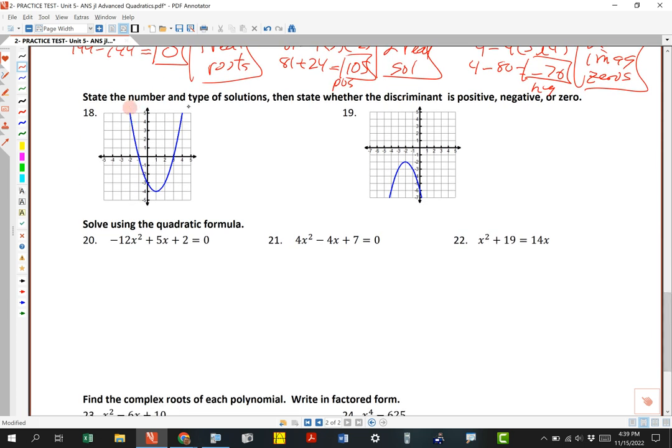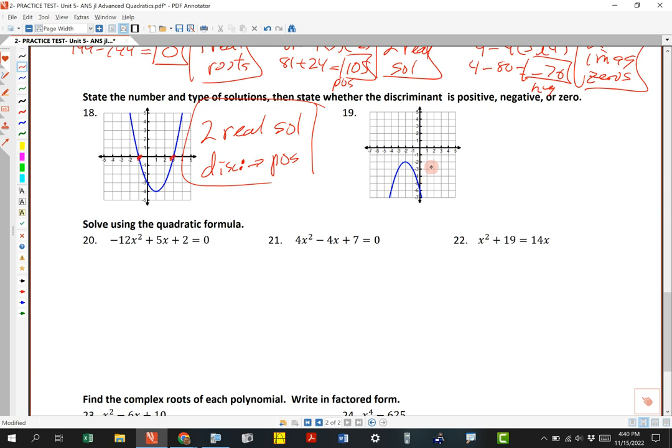On this, it just says state the number and type of solutions and then state whether the discriminant is positive, negative, or 0. The fact that we have two zeros, two places where it crosses the x-axis, okay? So number and type, two real solutions. And then state whether the discriminant is positive, negative, or zero. That means the discriminant, and I'll just abbreviate here, the discriminant will be positive. So however you want to write that there.